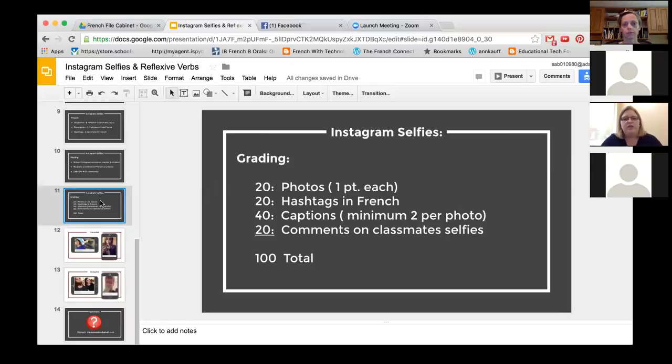The 20 points was for photos, 1 point each. And then another 20 points of the project was for the hashtags. They were required to have 2 hashtags in French. 40 points was for the captions, because again, that's the language usage piece, so I wanted that to have a heavier weight. And they had to have a minimum of 2 comments for each of their own specific photos. And then another 20 points was for comments on their classmates' selfies, which came up to 100 points total. Again, this could be totally changed around depending on your specific situation.